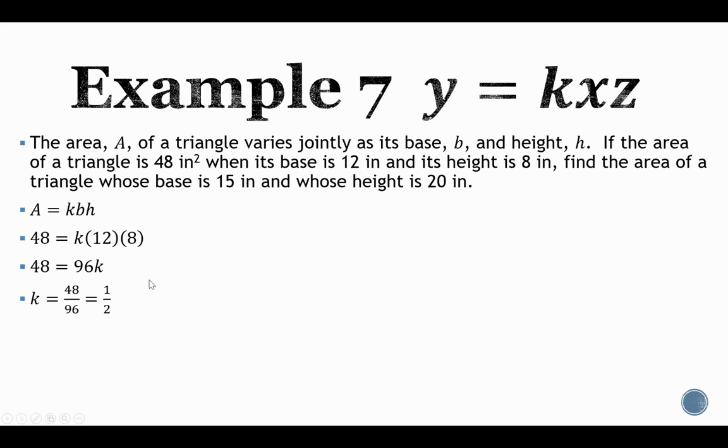Now this might look like, oh wait, I've seen this before. Area equals 1/2 base times height. And you probably have, but this is the method by which we find this equation. Okay. Now that we have that information, we can then plug in our 15 and 20. So the area of something that's going to be a 15 by 20 is 1/2 times 15 times 20, which is 150 square inches. Two-part problem where you are working through the two different steps.